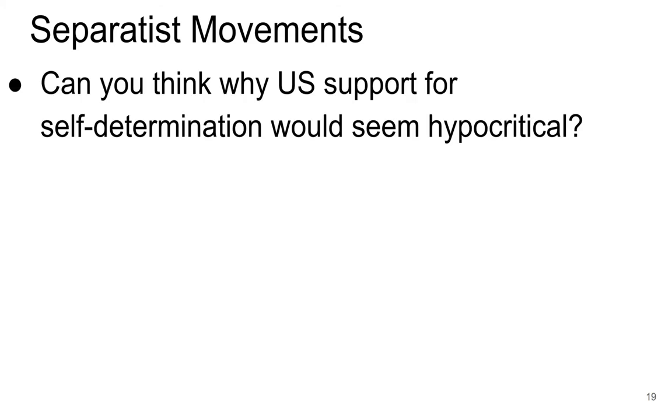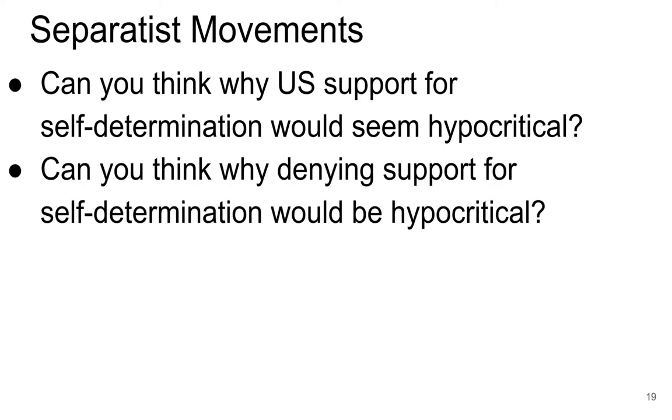So the United States, on one hand, supporting self-determination could be seen as hypocritical because during the Civil War, the United States said to the Southern states, no, you can't just go off and continue to enslave people. That's not the way this works. On the other hand, there's times when by denying support for self-determination, that would also be hypocritical because the United States believes that people have the right to choose their type of government, by voting to make choices about their government.